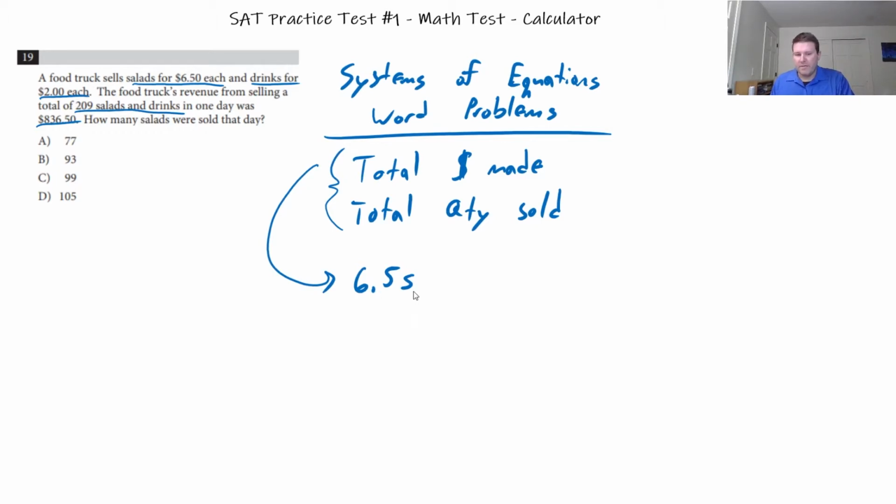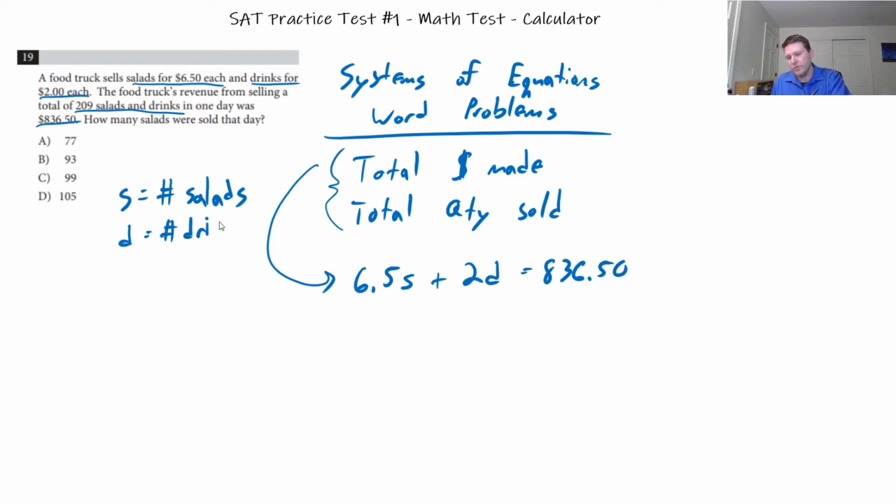So 6.5S is the total amount of money we pull in from salads, and drinks are $2 each, so plus 2D makes the total amount of money they made, which is $836.50. This is the harder one, the total quantity sold. We sold a total of 209. Well, S is the number of salads that we sell, and D is the number of drinks. So what do you do with the variables S and D to express that you sold a total of 209? You really just add them. Salad number plus drink number is 209. That's the one that gets a lot of people, right?